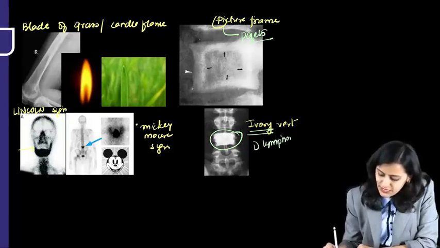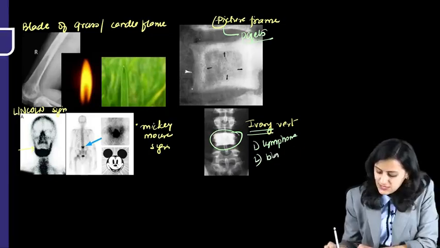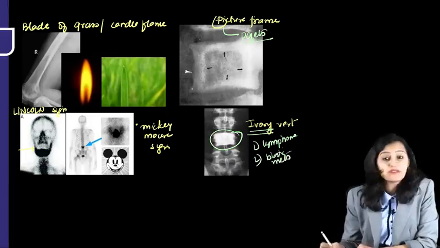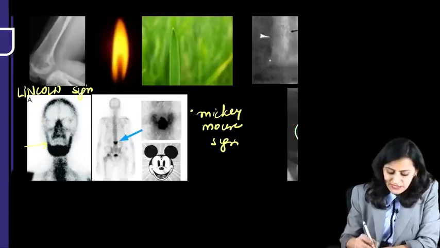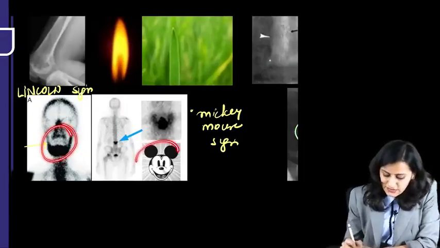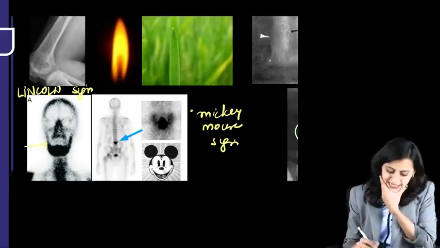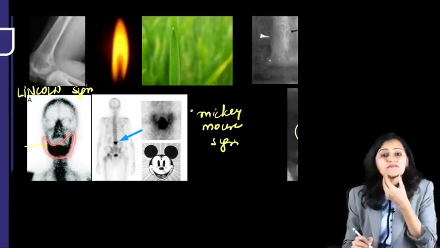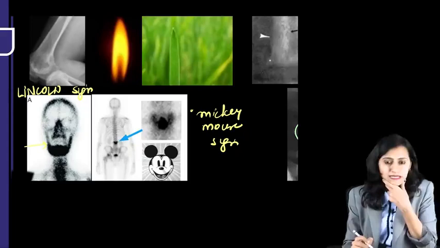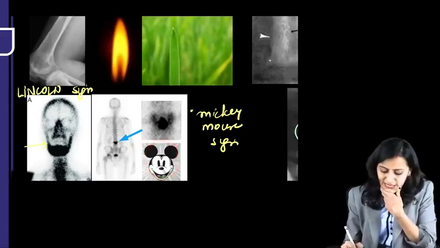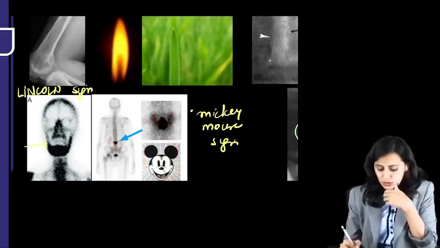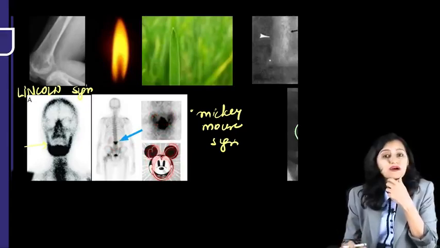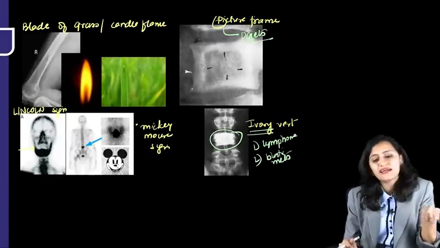It is also seen in lymphoma and of course the blastic metastasis of the bone like in CA prostate. In the nuclear scan, Paget's gives this Lincoln sign and the Mickey Mouse sign. The Lincoln sign is the increased uptake in the mandible like the beard of Abraham Lincoln, and the Mickey Mouse sign is the increased uptake in the vertebral body and the posterior elements also. So that gives the Mickey Mouse sign on the nuclear scan, that is the bone scan.